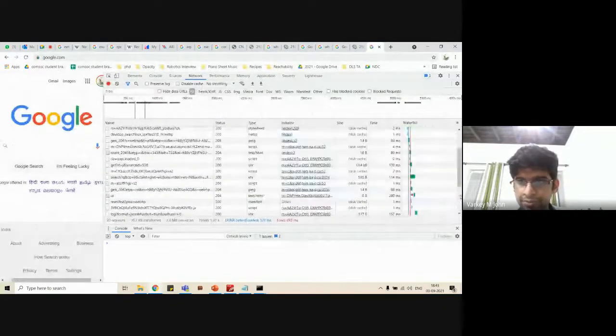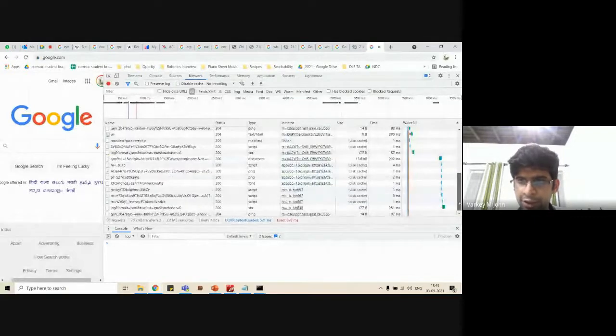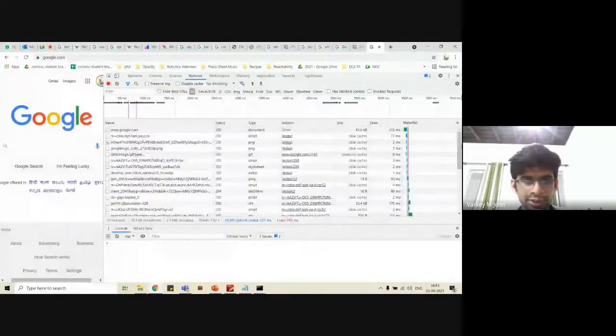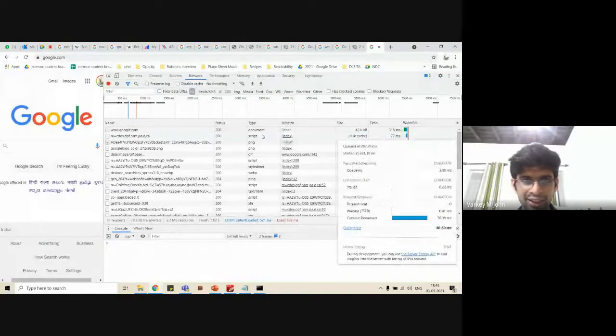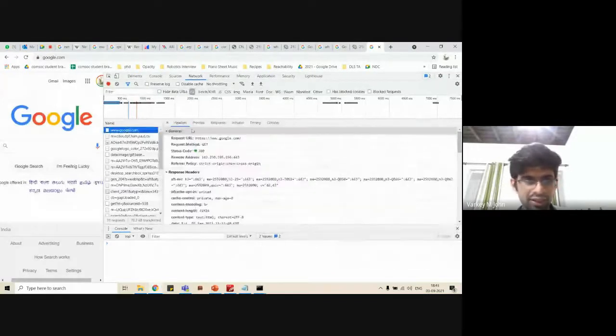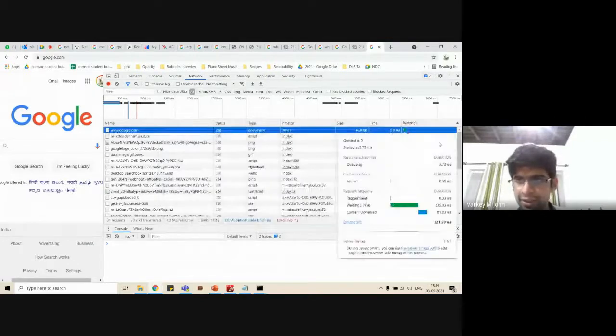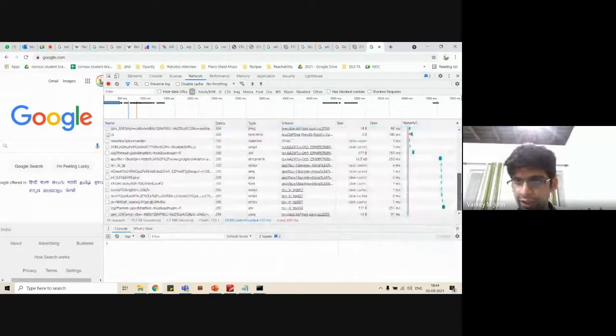So when Google says it only took 1 second or 2 seconds, you can actually verify it. To get the first document, the first information from google.com, it took 380 milliseconds. Then the full data sums up the full thing.